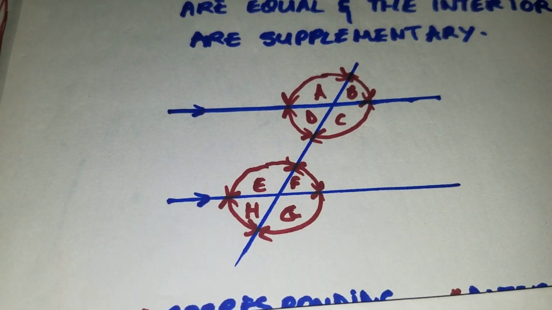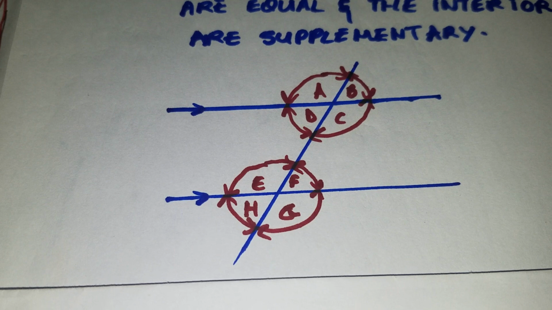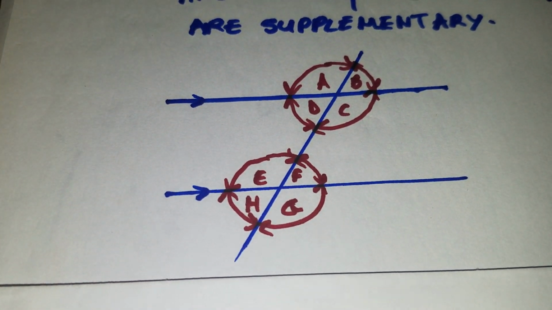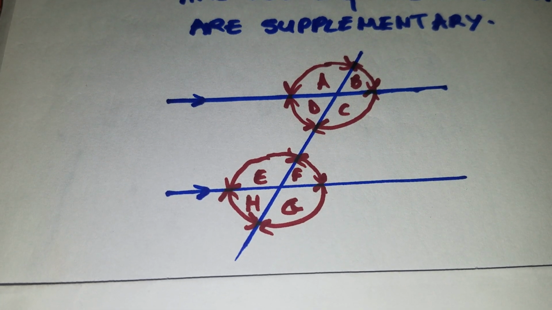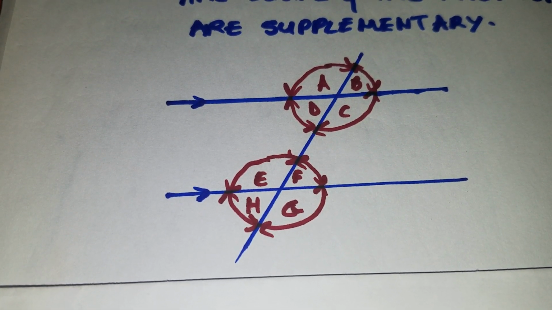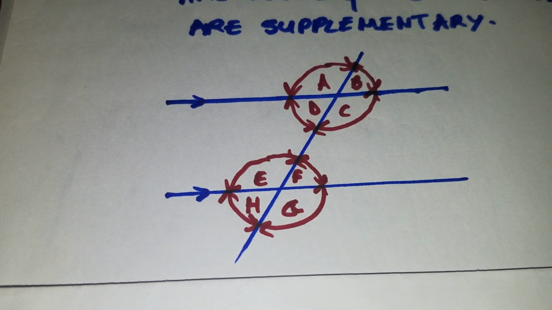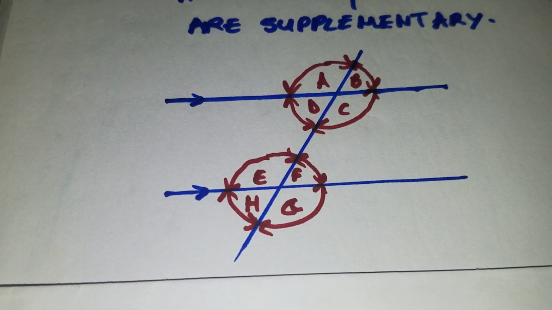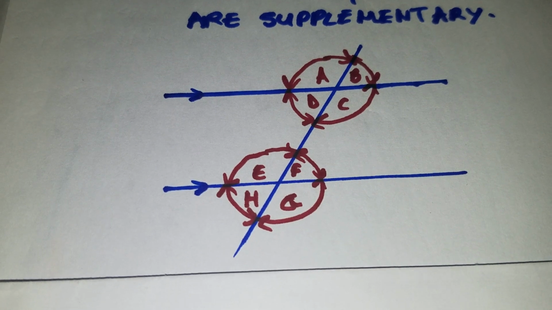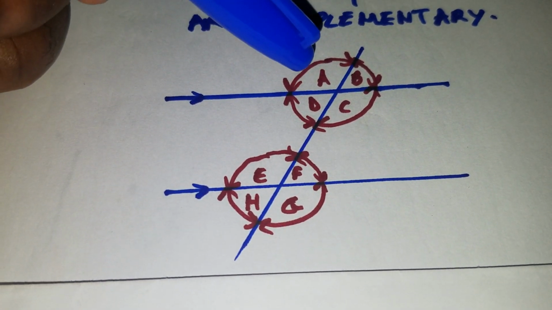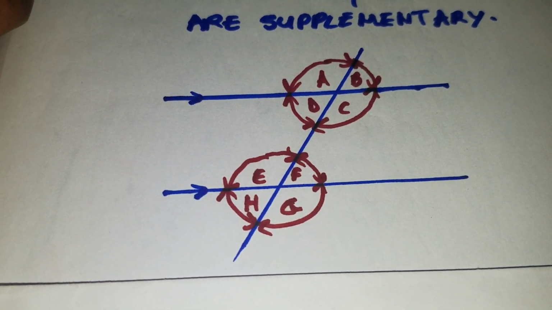When we have this property of angles and straight lines, what will happen is all the corresponding angles will be equal, all the alternate angles will be equal, and all the interior angles must be supplementary. And we learned before that supplementary means two angles that add up to 180. Now let's look and we will identify what the corresponding angles are.